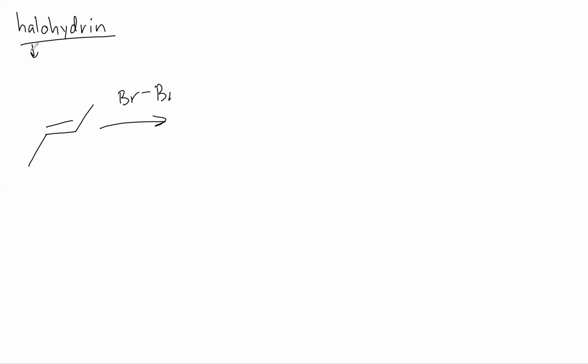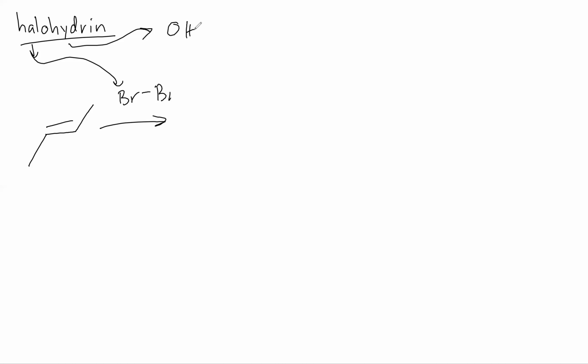Now we're going to get into halohydrin formation. And halohydrin formation is basically the same thing that we just did, but now we're going to be using a slightly different set of reagents. So the first step is going to be the same. We start with our halogen. Let me break down this name really quickly. Halo means halogen. Hydrin means a hydroxy group, which means an OH group.